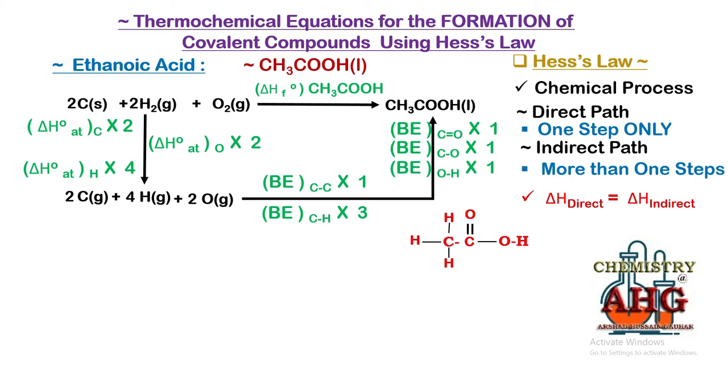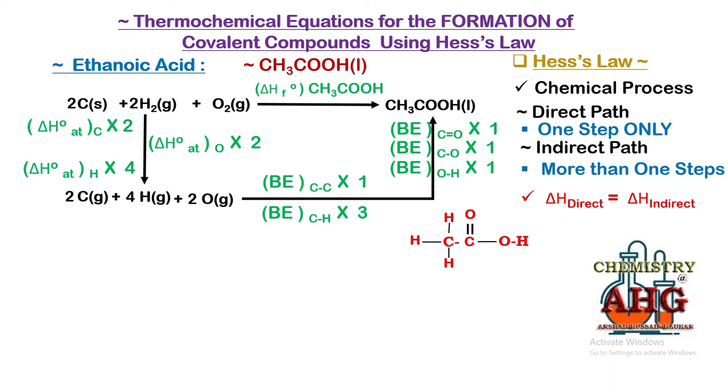Okay, now you can see we have written thermochemical equations using both direct and indirect path of Hess's law for the formation of this ethanoic acid. Now in the last, we are going to derive a formula. That formula can help us in solving numerical problems. Always remember, whenever you want to apply Hess's law on a covalent compound, first of all, for writing the formula, you will have to identify, you will have to locate the initial stage and final stage.